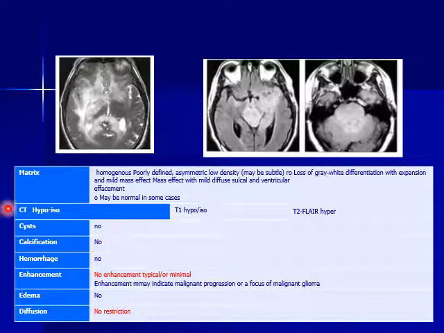We see it as hypo to iso in CT, hypo to iso in T1, T2 and the FLAIR hyperintense, no cyst, no calcification, no hemorrhage. Usually we don't see enhancement. If you see enhancement in this pattern, it means that it is of high grade or it shows malignant degeneration, no edema, no restricted diffusion.